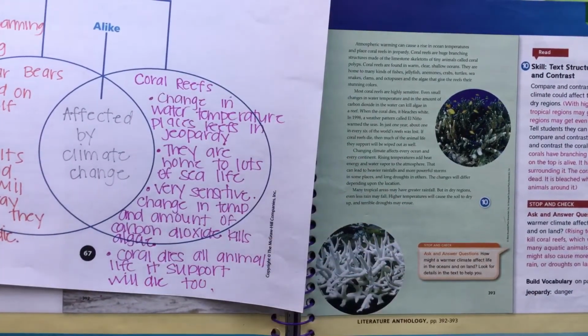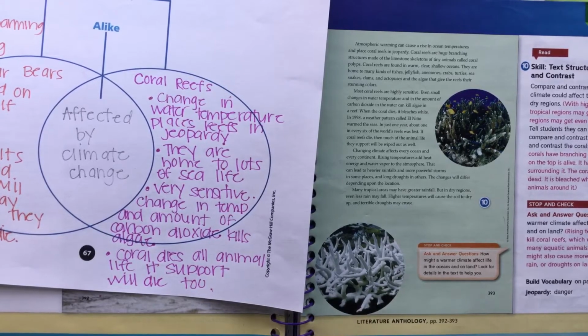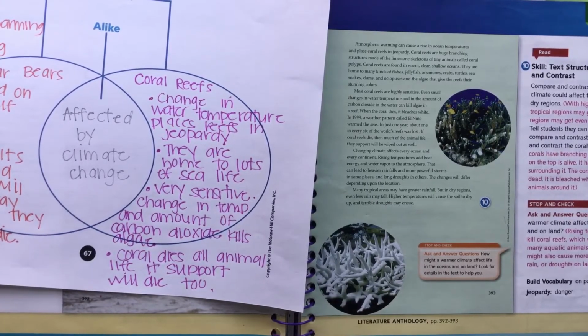Okay, so coral reefs. A change in water temperature places the reefs in jeopardy or danger. They're home to lots of sea life. Okay, so that's when a coral reef is healthy, when the ocean is where it's supposed to be. They are home to lots of sea life, but they're very sensitive. So any change in temperature, any change in the amount of carbon dioxide begins to kill the algae. And when the coral reef begins to die, all animal life it supports will die too. Okay, so it is highly affected by climate change.